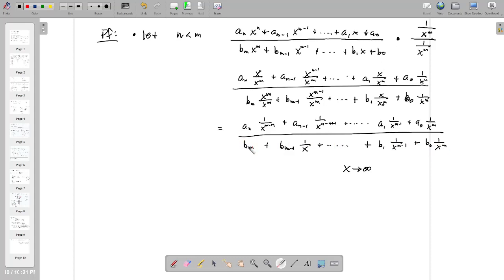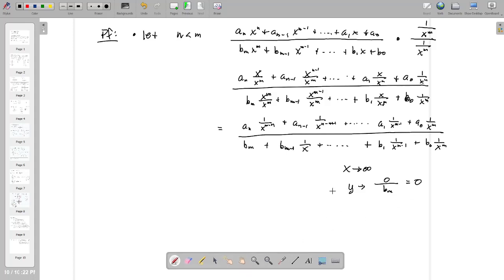And we need that. That's why we divide by the x to the highest degree power in the denominator, specifically the denominator. So here, as x goes to infinity, this doesn't change. This goes to 0, and all the other terms go to 0. So we end up with y going to 0 divided by b sub m, which is equal to 0. So as x is going to infinity, our y is going towards 0.